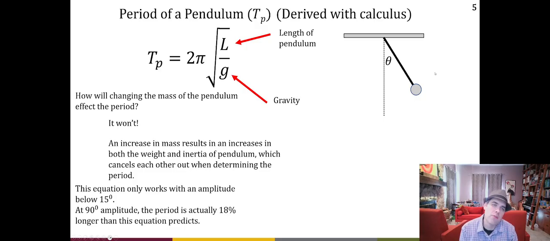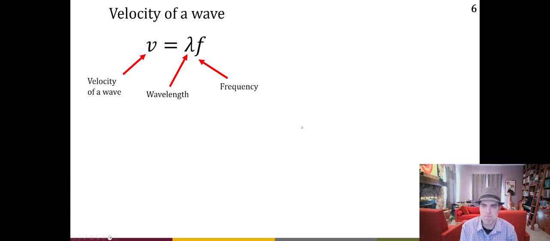Now, it's not that far off if you go higher. For instance, if you pull this all the way up to 90 degrees and release it, so it swings all the way down to the other side at 90 degrees, to have an amplitude of 90, the period is only 18% longer than it is below 15 degrees. So it's not terribly far off, but this equation is really only accurate below 15 degrees amplitude.